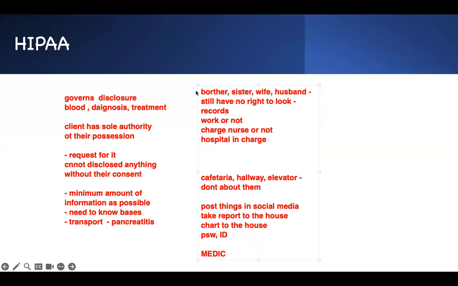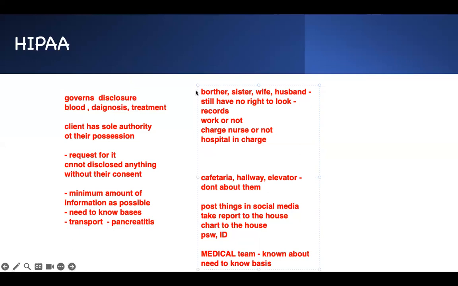The medical team, yeah, they can know things about the patient, but on a need-to-know basis. Not everybody should know details. So that is the key about HIPAA. You just have to know you're disclosing only enough information.